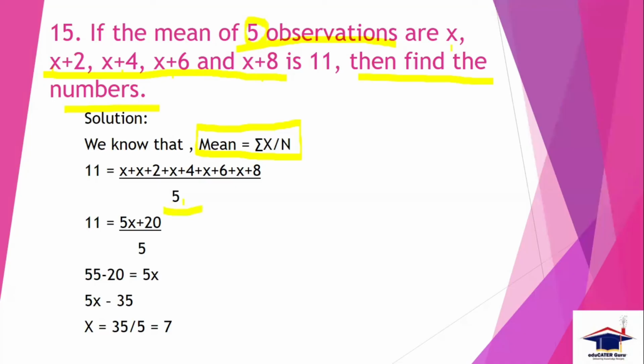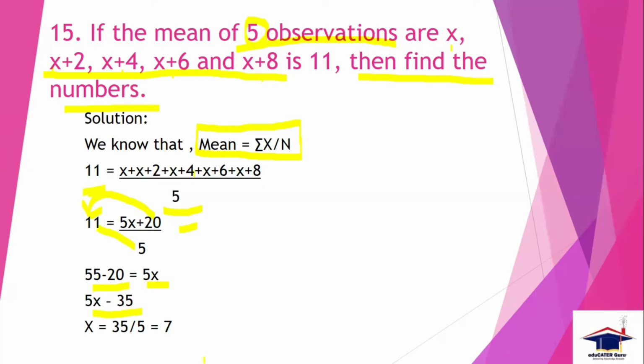So summation x by n is 11, that is the mean. So 11 equals 5x plus 20 divided by 5. If you add 1x, 2x, 3x, 4x, 5x, plus 2 plus 6 plus 4 plus 8, it becomes 5x plus 20. 11 into 5 is 55. When the number 20 comes to the other side, it becomes minus 20, so 55 minus 20 equals 5x. So 5x equals 35.